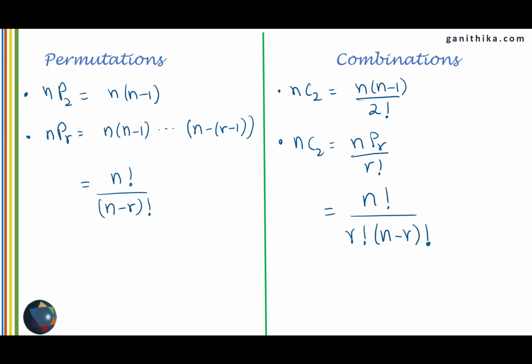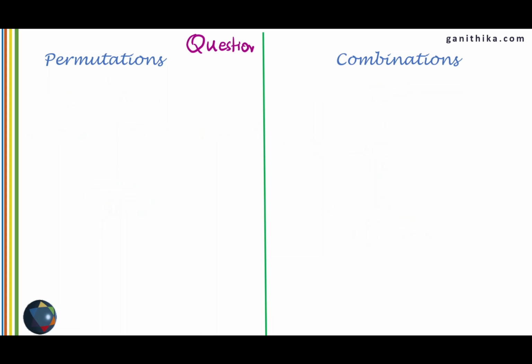So remember these two formulas to find permutations and combinations. So let's see what types of questions will be under permutations and what types of questions will be under combinations.